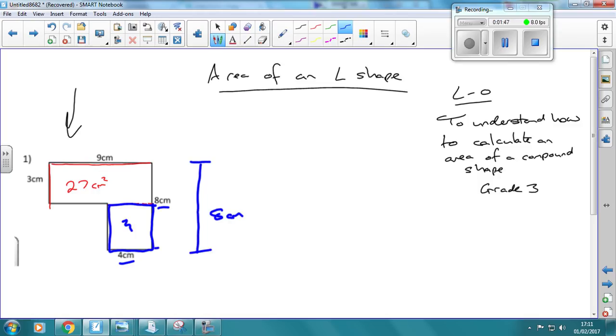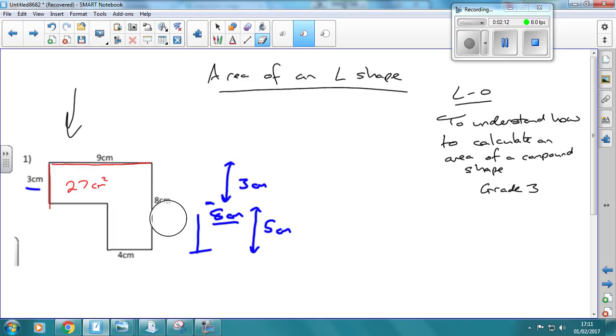However, the top bit of it, this length here, we've already seen is 3 centimetres. So therefore, the bit underneath must make it add up to the 8 centimetres. So what that means is that the bottom bit must be 5 centimetres, and that's the key to this question.